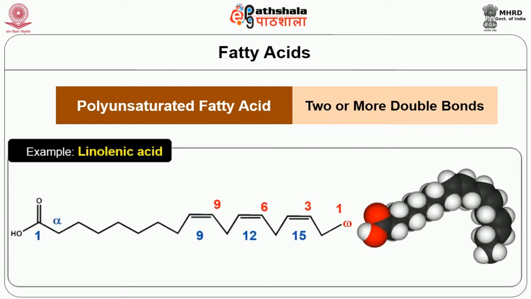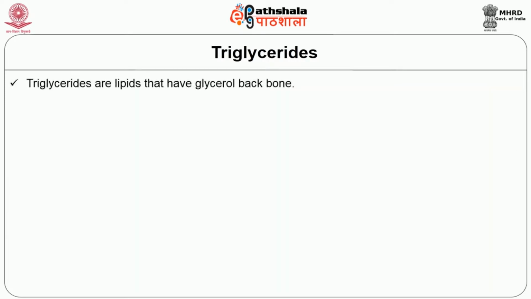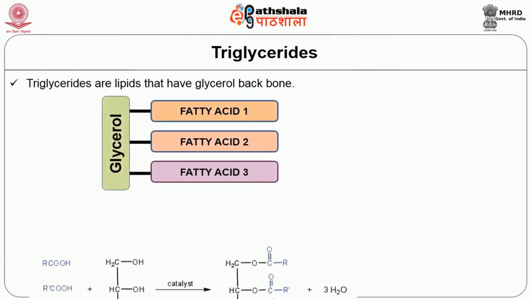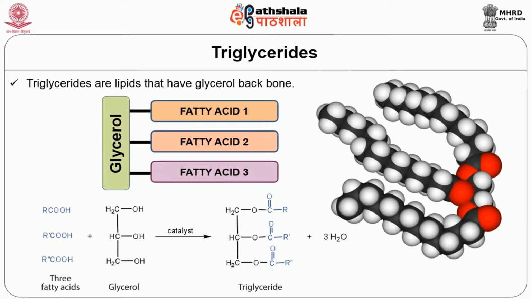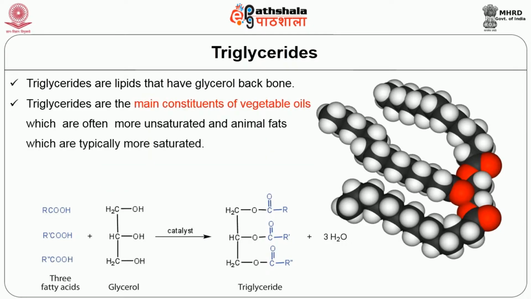As I already explained you, triglycerides are lipids that have a glycerol backbone. 3 OH groups of the glycerol are attached to 3 fatty acid moieties through ester linkages. So the bond between glycerol and the fatty acid is through an ester linkage. Triglycerides are the main constituents of vegetable oils, which are often more unsaturated than animal fats, which are typically more saturated. Let me make it clear. Vegetable oils are mostly unsaturated in nature, whereas animal fats are typically saturated in nature.